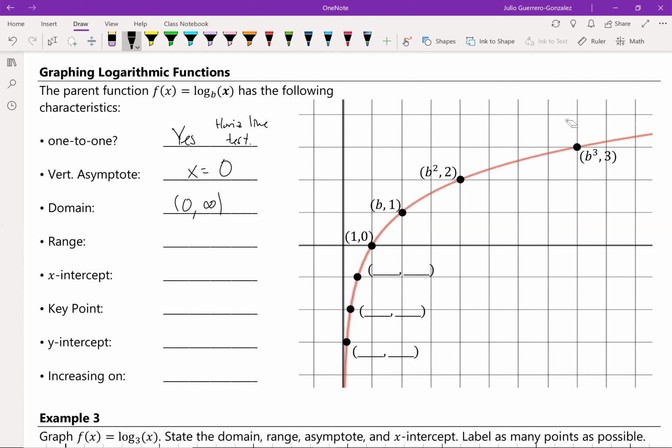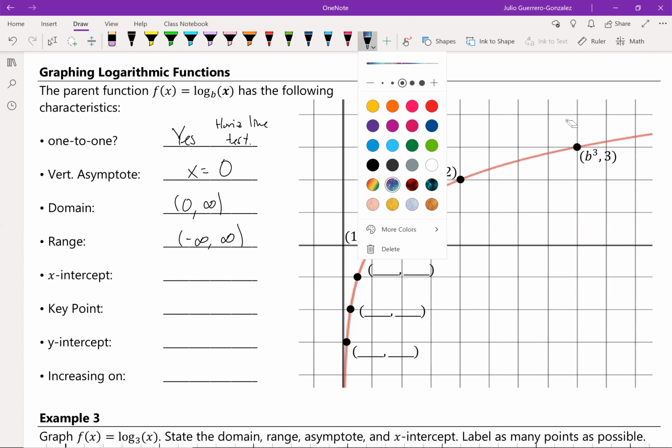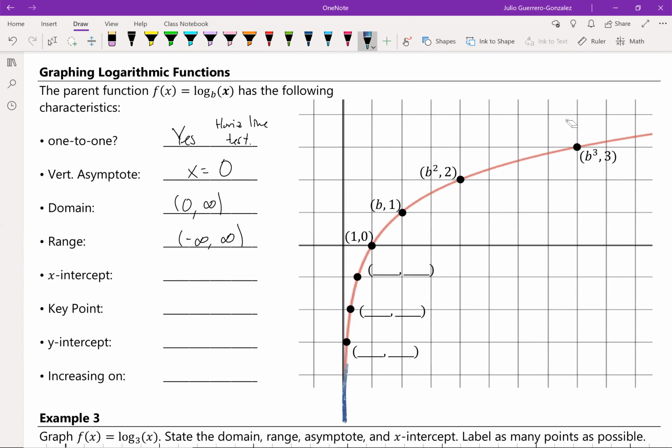What's my range? Oh, okay. Range. Those are my y values. Where do my y values go? From where to where? Negative infinity to positive infinity. Right. So this line keeps going down that way. I need to use my space pen. So these values keep going down that way, and they keep shooting up that way. So negative infinity to infinity.